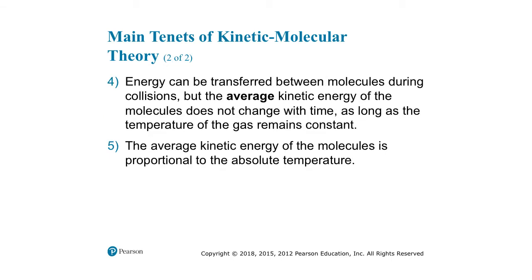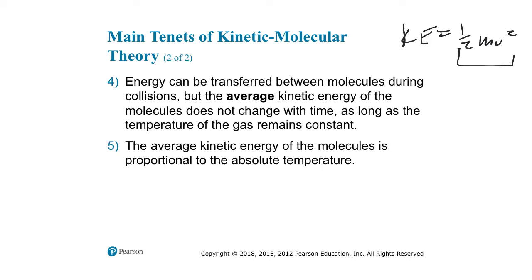So then energy can be transferred between molecules during collisions, but the average kinetic energy of the molecules does not change with time. So what this means is we might have some fast-moving molecules become slow-moving molecules through collisions, and vice versa, though overall the average kinetic energy of the molecules, the kinetic energy we could think of as 1/2 mv squared, this quantity for all the particles will remain constant for the entire mixture. So the collisions can occur, but the average kinetic energy of the molecules does not change over time. Now, if the temperature changes, then that would break down.